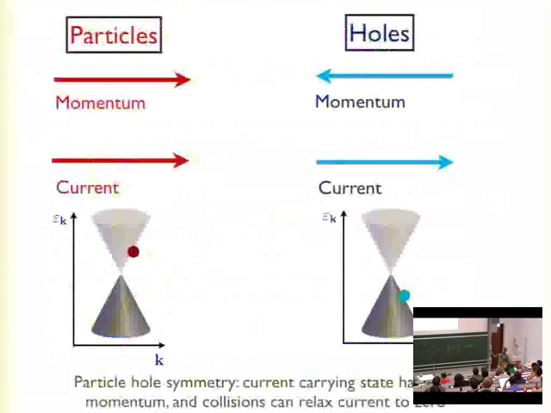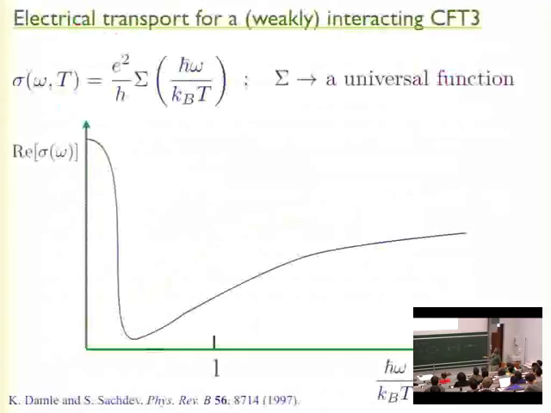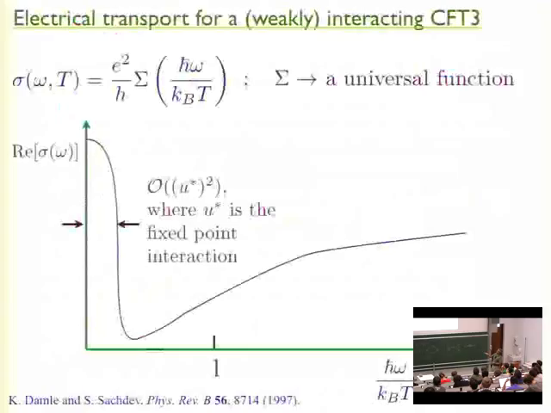So once you put that in, you'll find that the actual conductivity will look like this in the 1 over nf expansion. The delta function will broaden out, and the broadening will be proportional to u star squared. Well, this is in the interaction matrix element between the particles, but u is the coupling between them. In the 1 over nf expansion, this will be of order basically 1 over nf. So the width of this peak will be 1 over nf, and the height of the peak will be of order nf.